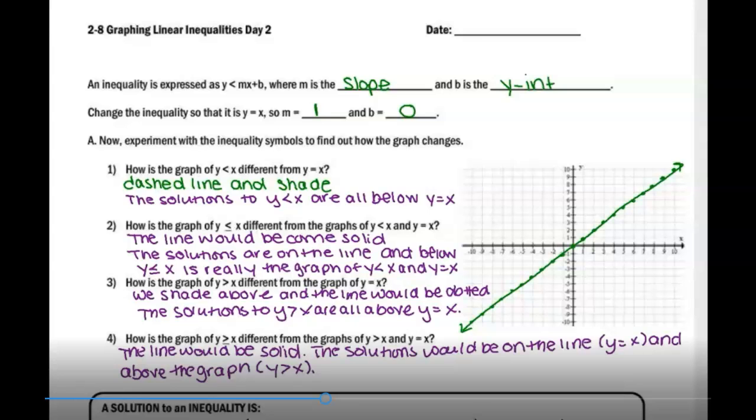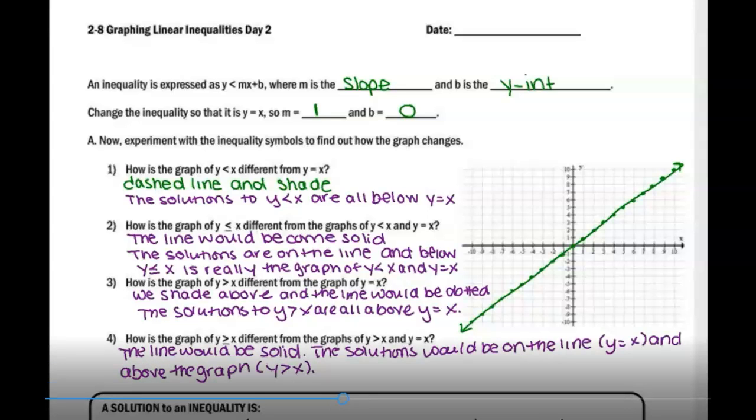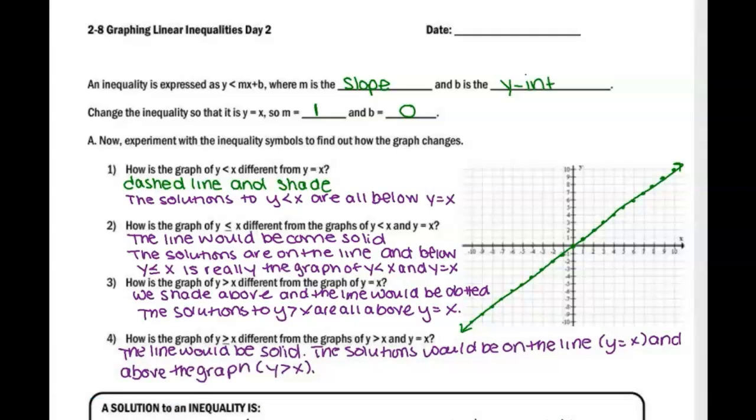All right, so what we want to do is talk about some vocab. The m is still slope, the b is the y-intercept. If I make the inequality y equals x, the m value is 1, the b value is 0. Basically, we're going to talk about how an inequality can change the look of the graph. So how can an inequality change the look of a graph? Well, it can change if the graph is solid or dashed, it can change if the graph is shaded above or below, and it can change the graph from including points to not including points.